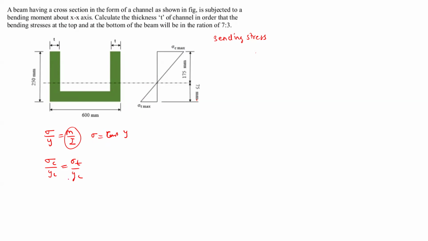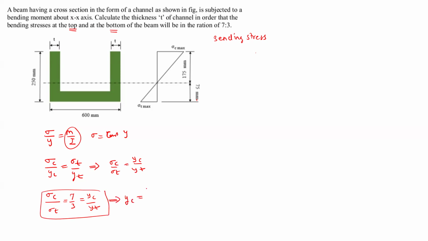So if we go according to this ratio, it is saying at the top and the bottom. What is at the top? Top is sigma C and the bottom is sigma T. It is 7 by 3. So can we say sigma C upon sigma T will be YC upon YT, right? So this is also equal to YC upon YT. If we consider this equation, we will get YC is equal to 7 by 3 of YT.